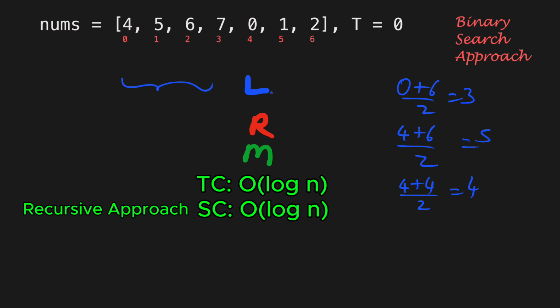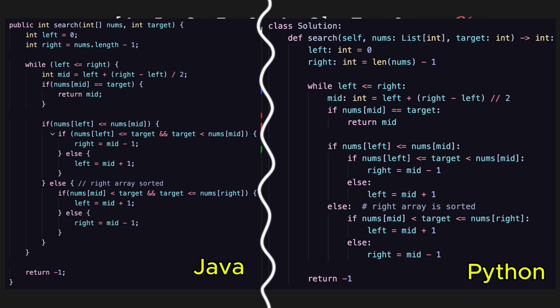And in terms of space complexity, it will be O(log n) in case of recursive solution, mainly coming from the recursion stack, as the depth of the recursion is determined by the number of times the array can be halved before the search space is exhausted, but the space complexity will be O(1) in case of the iterative solution. Here is a quick code walkthrough of the algorithm we just talked about, with Java code on the left and Python on right.